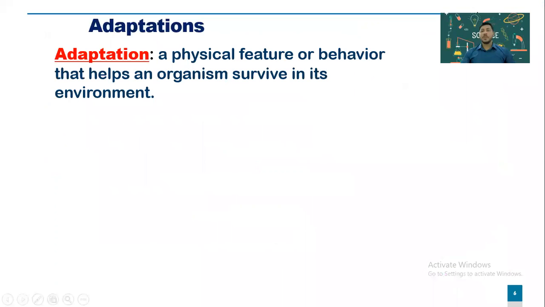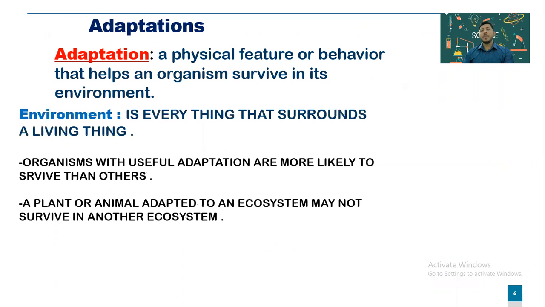Adaptation, the word that we are going to talk about. Adaptation is what? It's a physical feature or behavior that helps an organism to survive in its environment. That's what I mean by adaptation. Environment is what? It's everything that surrounds a living thing. Organisms with useful adaptations are more likely to survive in their environment.